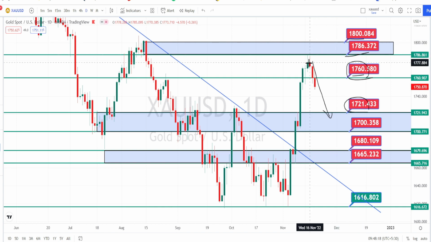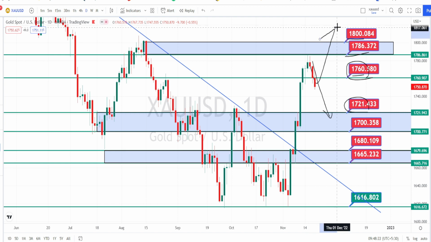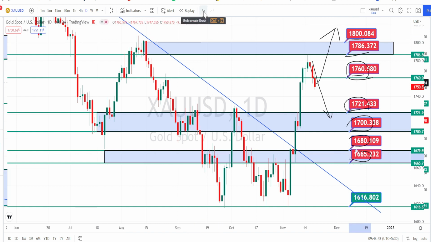And only when the price action breaks this resistance zone, we can expect a bullish side retracement to start in daily time frame. And on the bearish side, if the price action breaks the support level of 1721, next level of support is going to be around 1700, 1680, 1665. Let us look at the price action in 4 hours time frame.